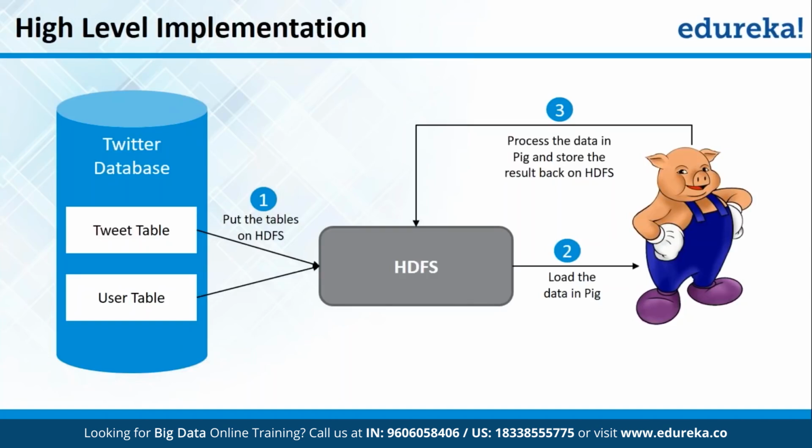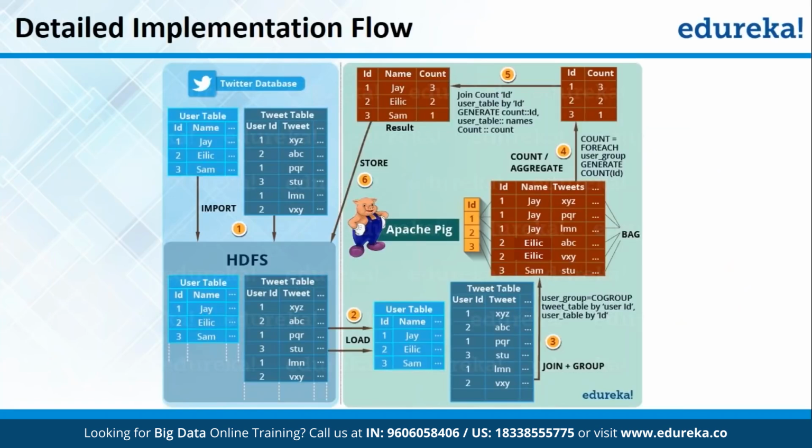So this was the high level implementation. In the next slide, we'll understand the detailed implementation of the data that is flowing and how Pig processed it. This is the detailed implementation as you can see on the screen. Let's start from the Twitter database, which had two tables, user table and tweet table. The user table had the details of all the users along with their user ID. For example, user ID 1 was J, user ID 2 is Alec, and user ID 3 is Sam, right?